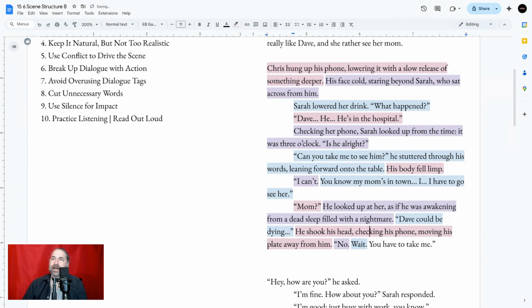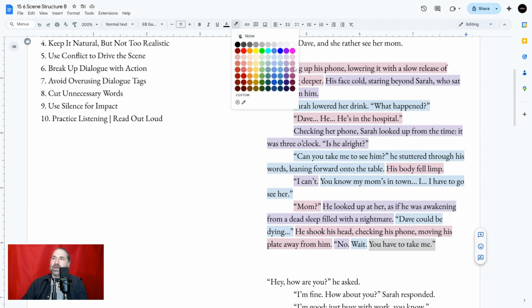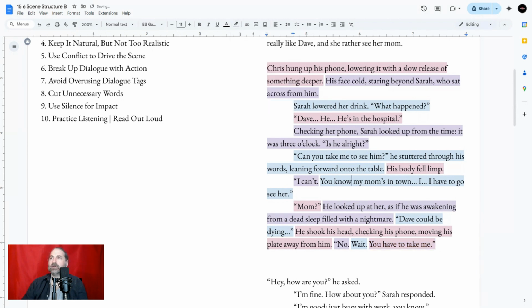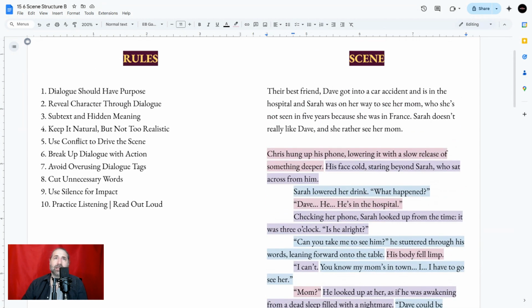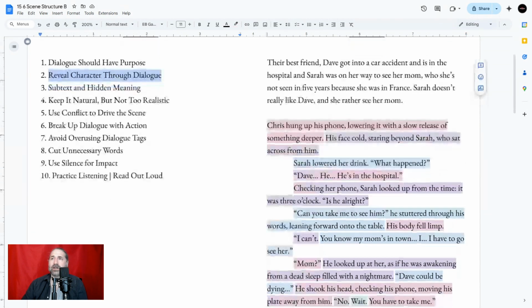"Wait" becomes more character because now he's like, wait a minute, are you saying, right? The subtext is, are you saying you're not going to take me to see my friend? Like he's in the car accident. Like your mom can wait. She's alive. And then he's like, you have to take me. Like it's shock. So these are three character beats. All right. So there you go. And by the way, as you can see, the sentence lengths are all changed up to create a rhythm. Okay, but let's see. So we definitely reveal character through dialogue.